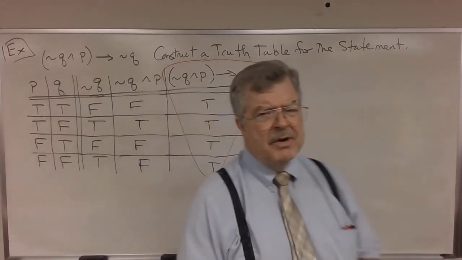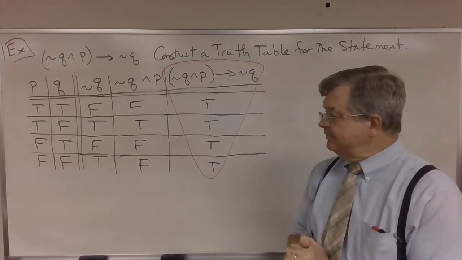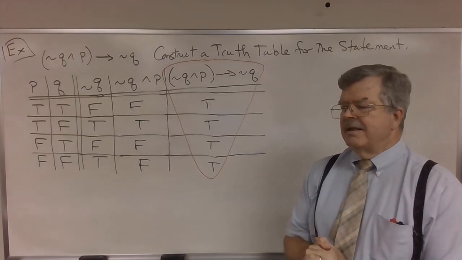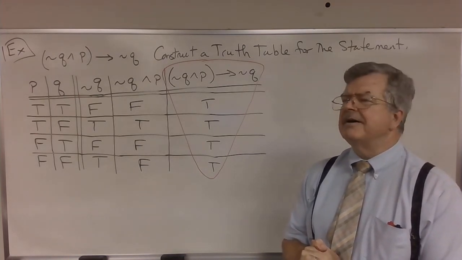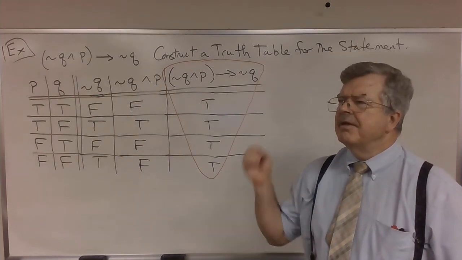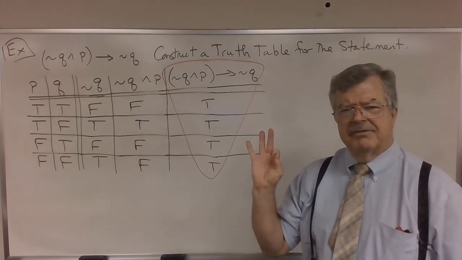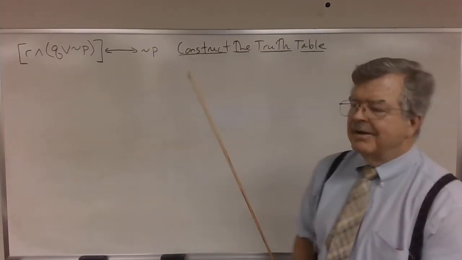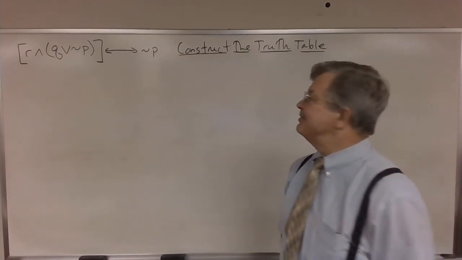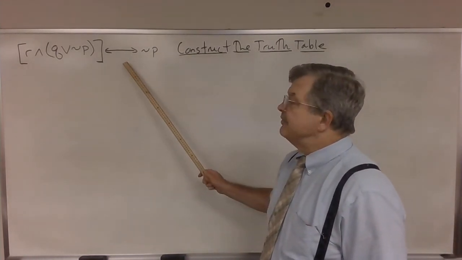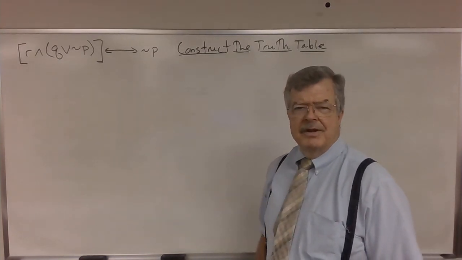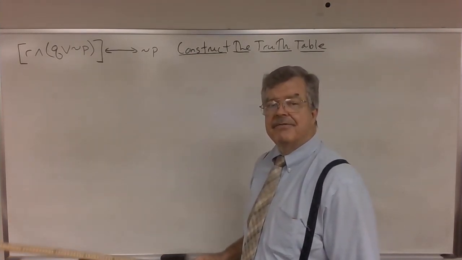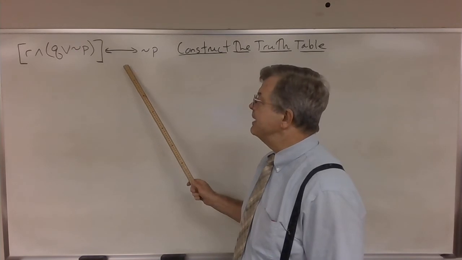Now there's one more kind of truth table that we need to look at, and that's a truth table that involves three different simple statements. Okay, we're pulling out all the stops here. What makes this exercise different than the ones that we've done before is that we have three different simple statements that make up this compound statement.